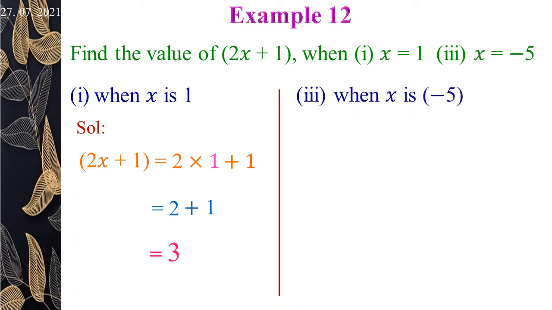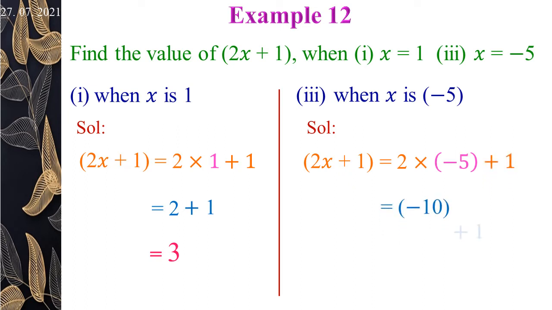Third one, when x is minus 5. Let us find the solution. The expression is 2x plus 1. Now substitute minus 5 in x's place: 2 into minus 5 plus 1. 2 into minus 5 we get minus 10 plus 1. We get minus 10 plus 1. Here different signs: subtract and place the greater number's sign. We get minus 9. The answer is minus 9.